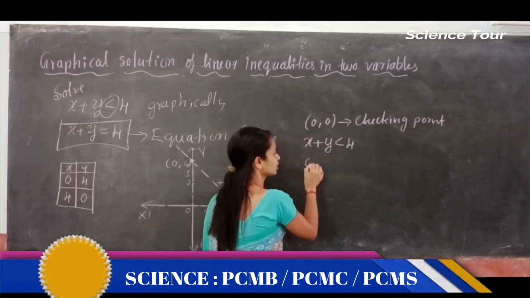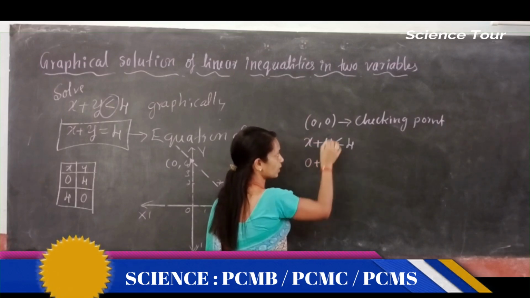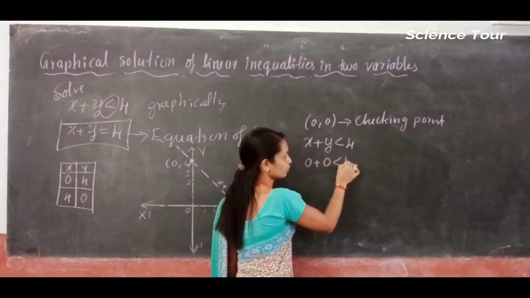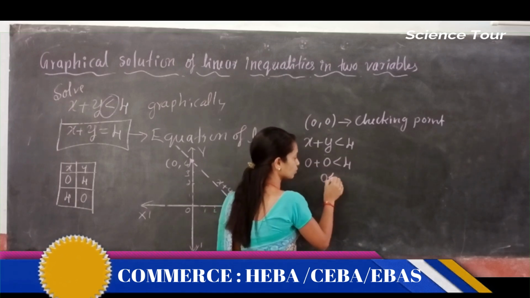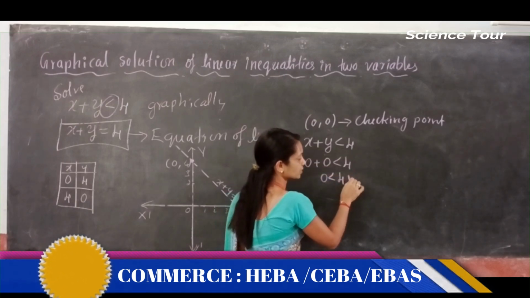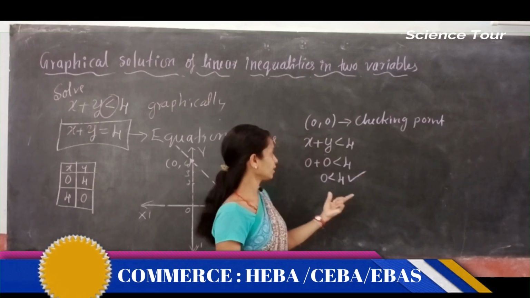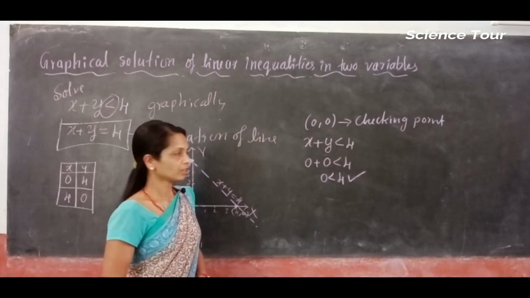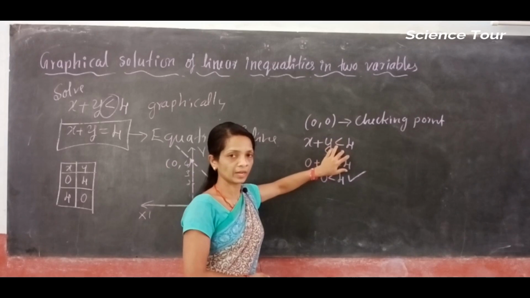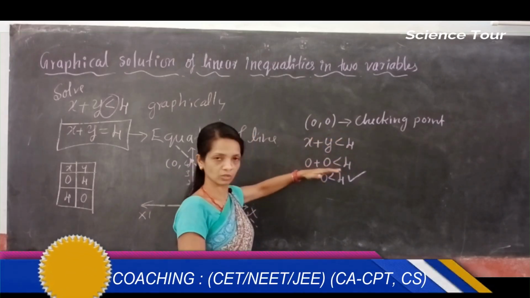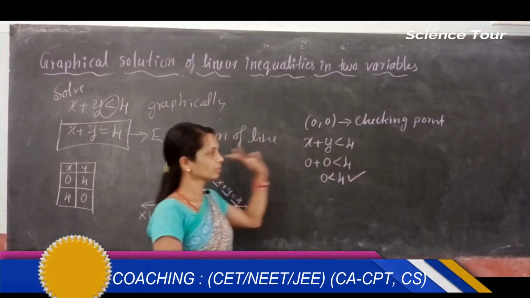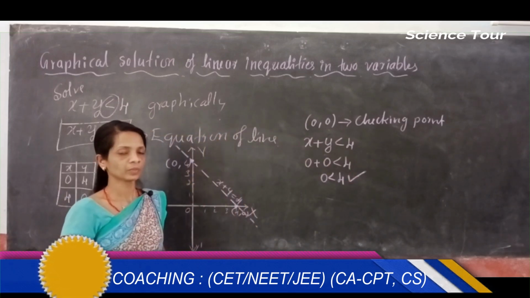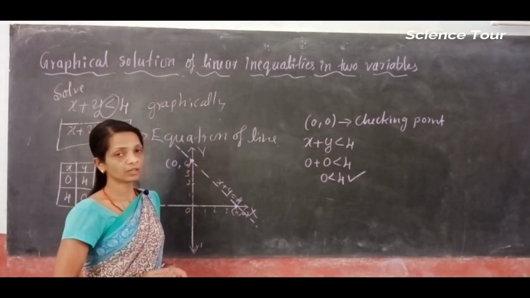So then what do you get? x is 0, plus y is also 0, less than 4, and simplify the left side. 0 plus 0 is 0, so 0 less than 4, and this is a correct inequality. So while checking a checking point in the inequality, if the simplification gives a correct inequality like this, then you have to shade the half plane containing the checking point.